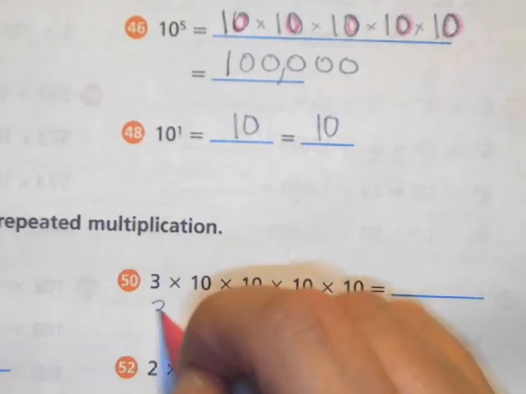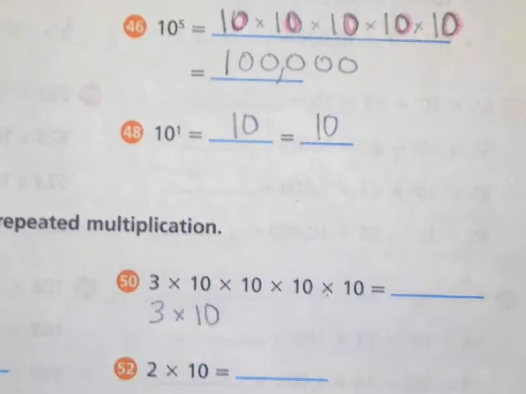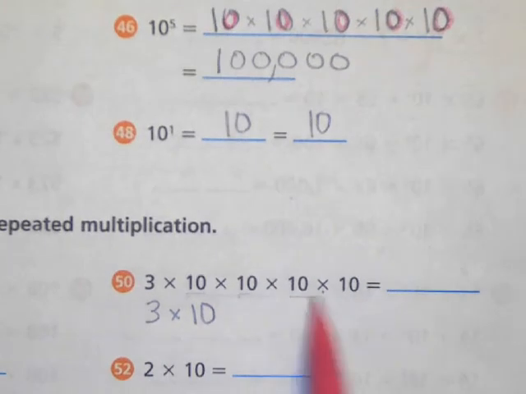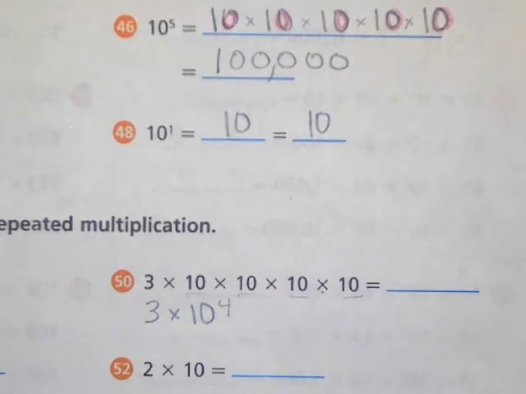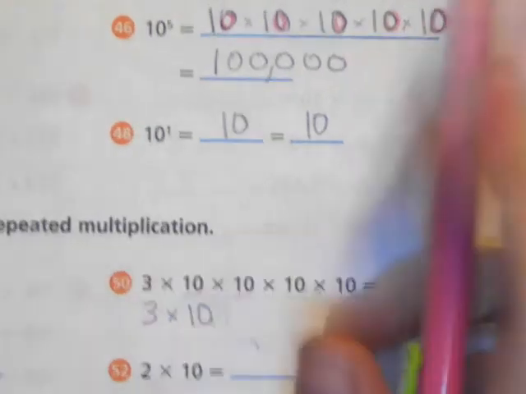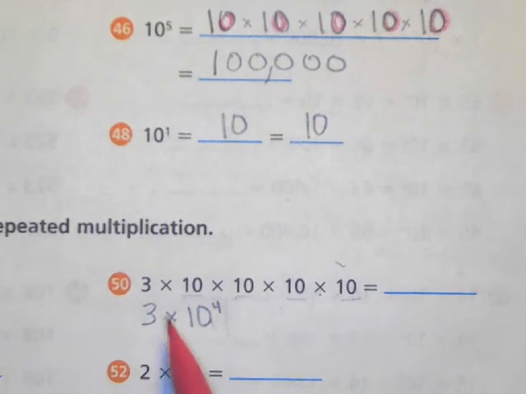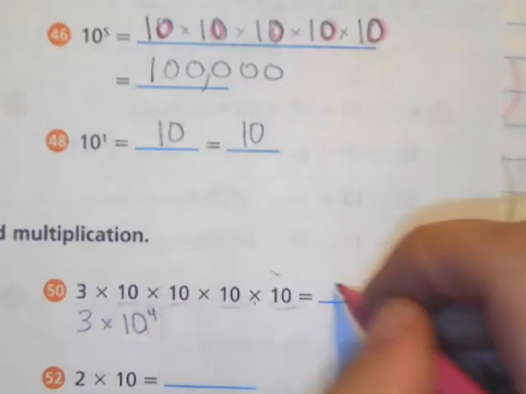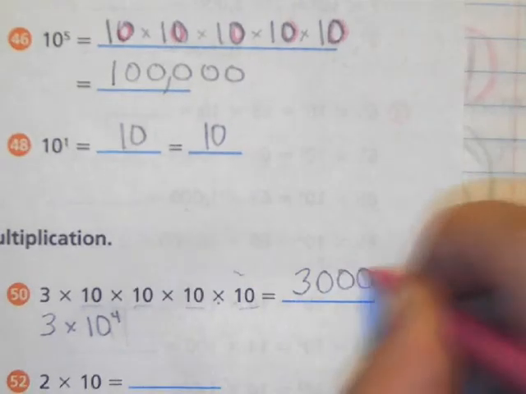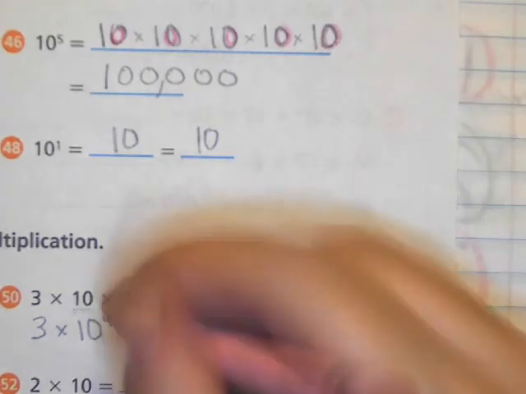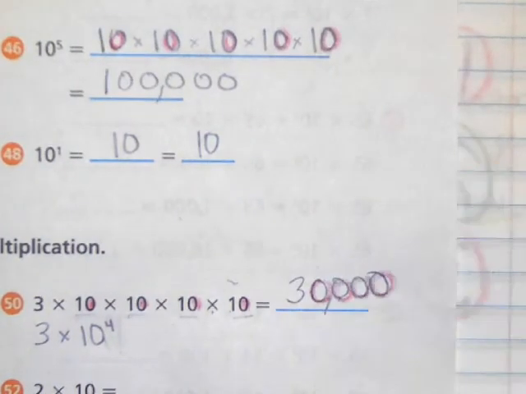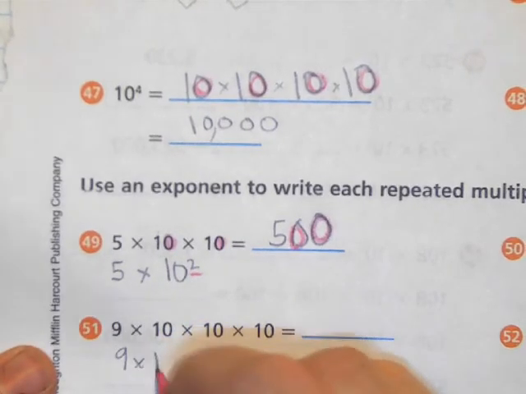All right, next one. 3 times 10 times 10 times 10 times 10. Well, this isn't a power of 10, so it's 3 times 10 to the what power? 1, 2, 3, 4. 3 times 10 to the fourth power. You really need to make that look like an exponent, not a 104, an exponent of 4. So it's going to be 3 times 1 with 4 zeros. 3 times 1 is 3. And now I have 4 zeros, and I put the comma where it belongs. Let's double check that there are 4 zeros. Yep.